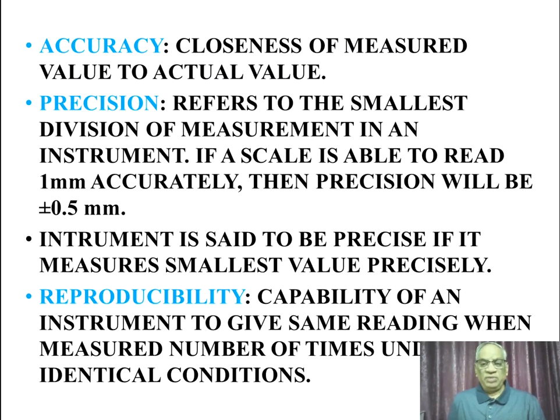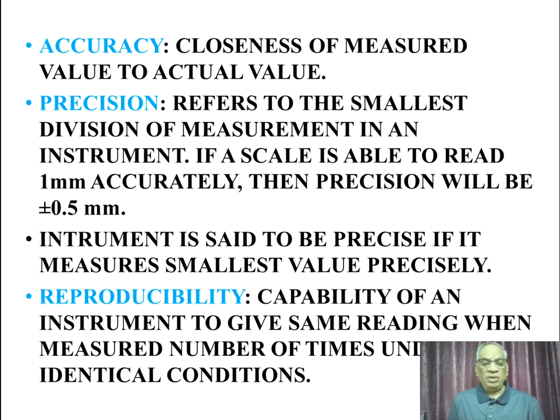Precision: suppose a scale is able to measure 1 mm, then the measurement can be within plus or minus half of that minimum possible measurement, that means plus or minus 0.5 mm. It can be 1.5 mm or 0.5 mm like that. Precision is half of the minimum possible measurement.